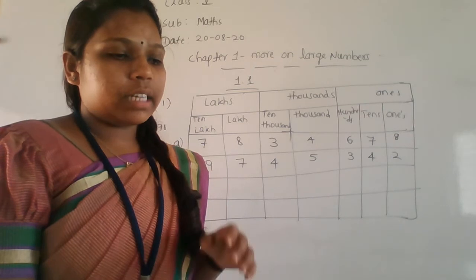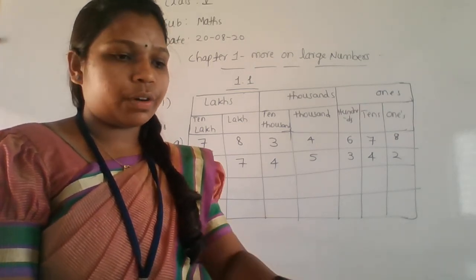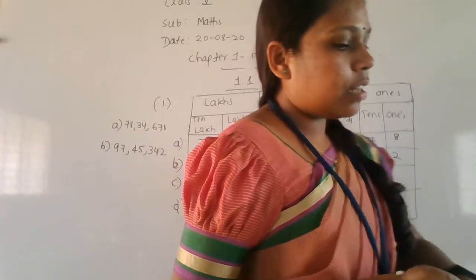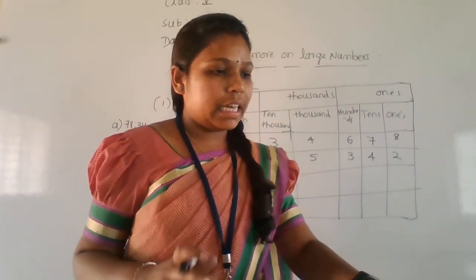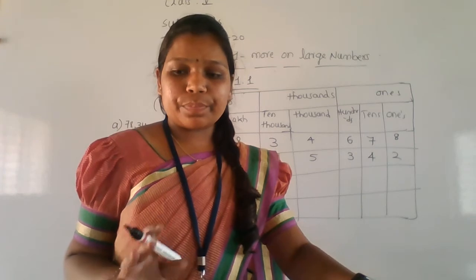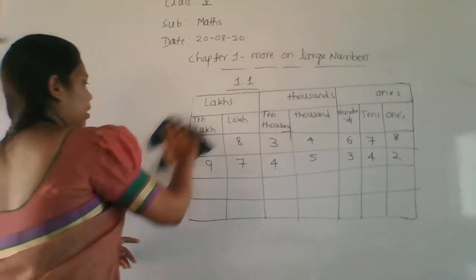Next, C and D you have to do at home. That is homework for you. And next we'll solve the second one. In the second question they gave: in each of the following numbers, write the place value of 5. So we'll solve the second one now.